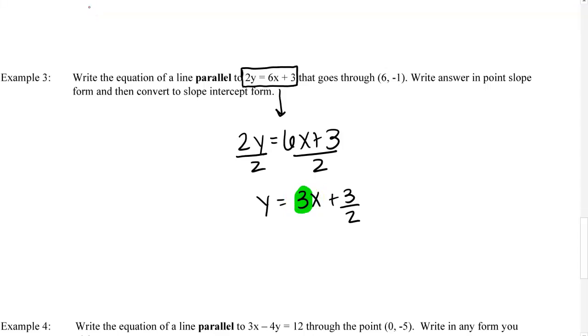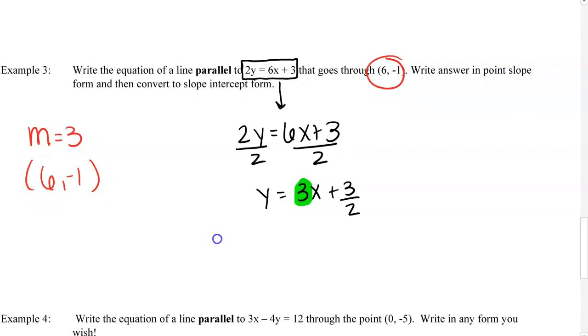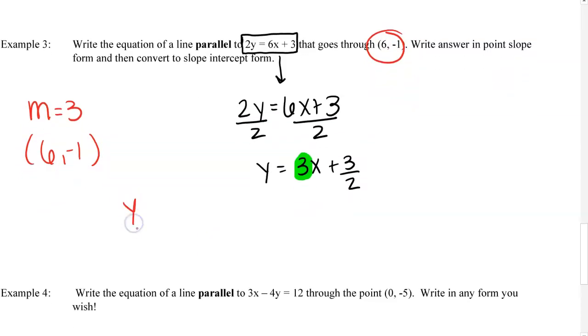So I want a line that is parallel to this line, meaning that my line has to have a slope of 3, and it has to pass through the point 6, -1. So I would start y, change the sign on my y value, 3 is my slope, change the sign on my x value. Notice that the directions here tell us to put the answer in point slope form and then convert to slope intercept form. This is my point slope form answer.